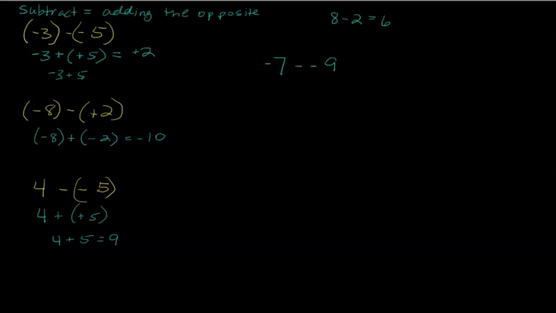Okay, so we're going to change it to adding the opposite. So now they're different signs. A negative plus a positive. So they're 2 apart, and the one that's further away from 0 is the positive. So this is positive 2. All right, let me give you another one.